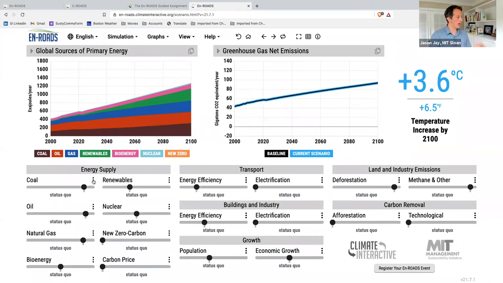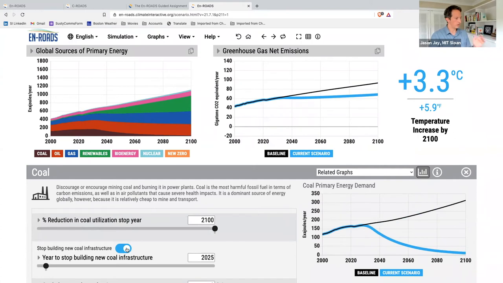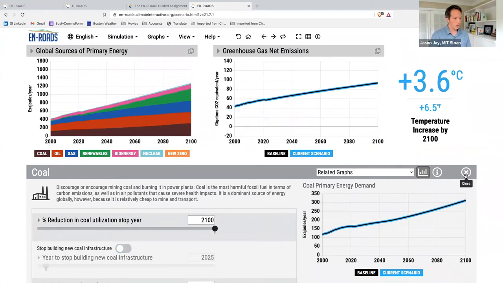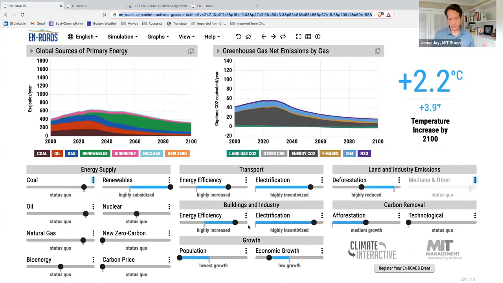So I can say, well, what happens if we just stop building new coal plants? Well, that by itself is worth 0.3 degrees if it's the only thing we do. What happens if we just do energy efficiency in buildings and industry? That's also worth about 0.3 degrees. What happens if we just plant the trees? That's worth about 0.1 degrees. So it's often useful to have two of these explorations going at once.